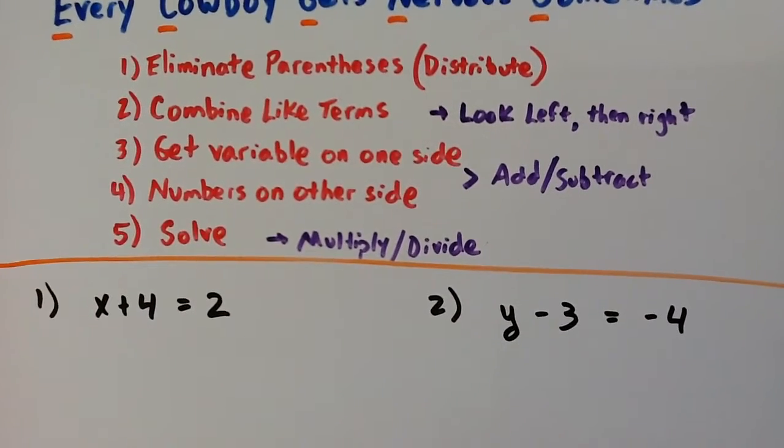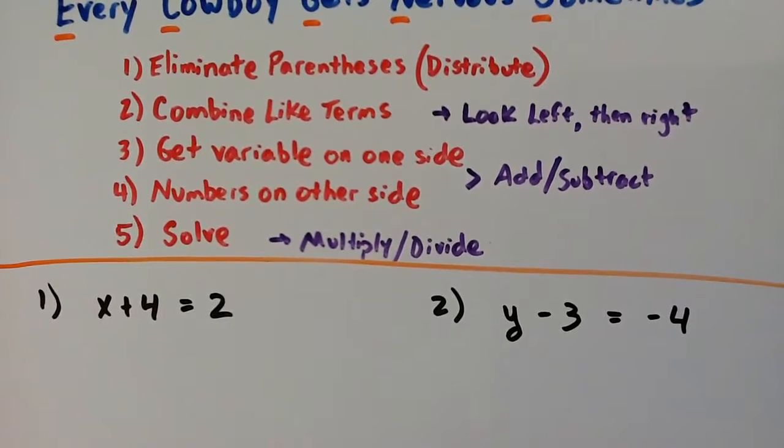Example 1, we have x plus 4 equals 2. So let's walk through the 5 steps. I see no parentheses, no like terms to combine, and the variable is already on one side. In this video, the first 3 steps will already be done. We'll mainly be focusing on steps 4 and 5.